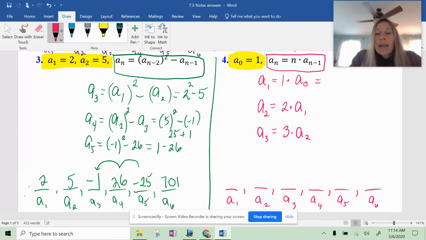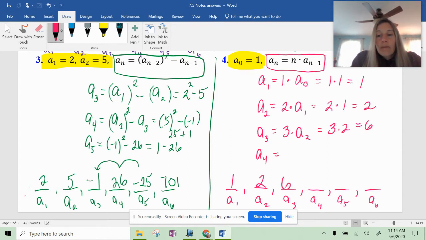So now what is my a sub 0? Well, that was given to us. It's a 1, so 1 times 1 is 1. What about the a sub 1? Well, we just got that. So 2 times 1 is 2. What about the a sub 3? 3 times the answer from a sub 2, which is 2, and that gives me 6.